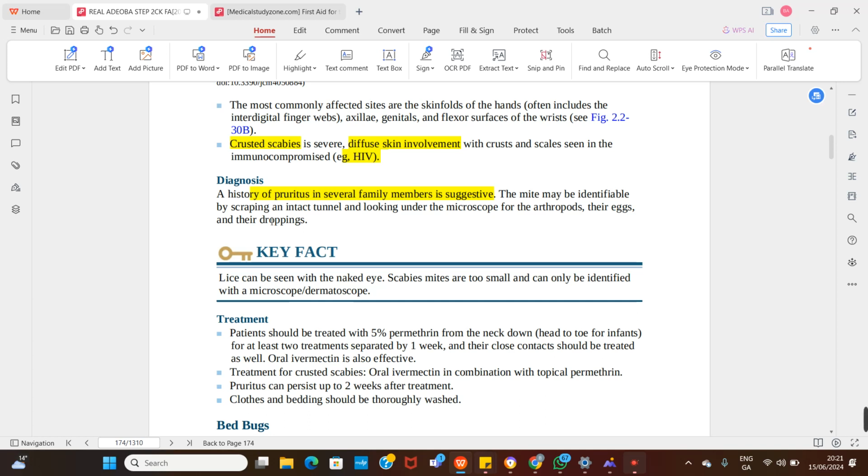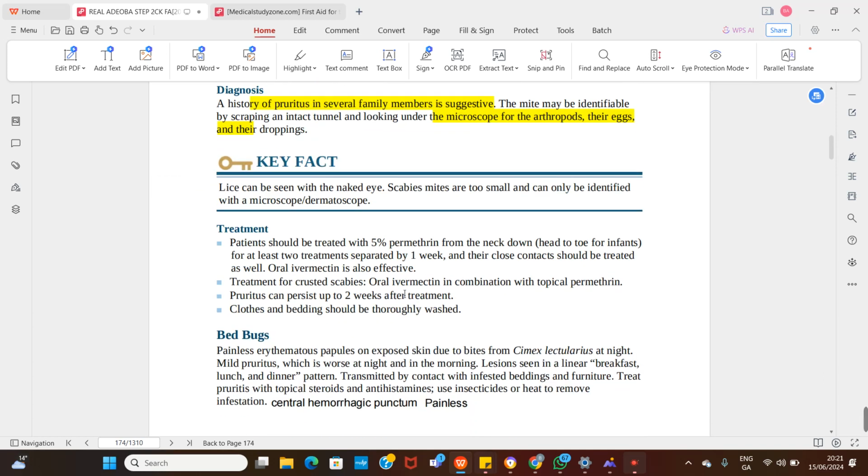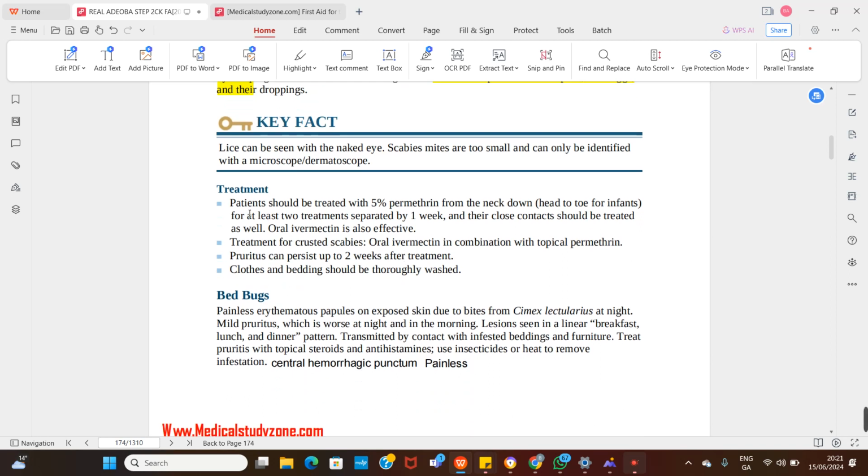Right? So you need to scrape that area and look at it under the microscope to identify the mite, their eggs, and the droppings. So how do you treat? Don't forget the drugs: 5% permethrin, or oral ivermectin. Very, very important. So how do you treat them? You just have to wash them with this 5%.